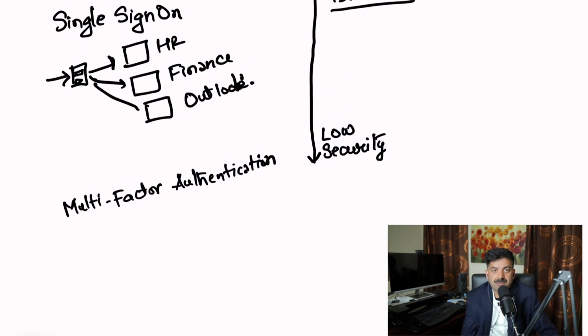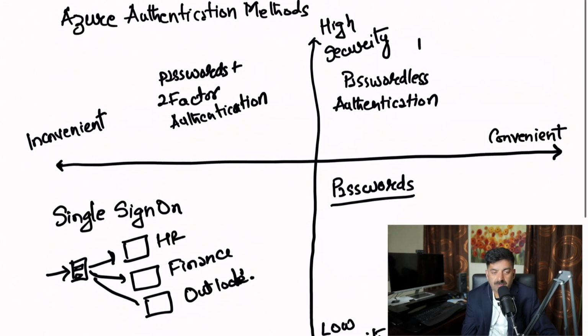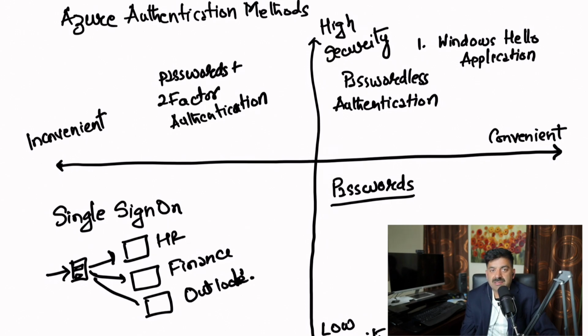Microsoft Authenticator can be used as multi-factor authentication. It sends messages to your mobile. Either you can use it with a password or you can use it as passwordless. And the third way of passwordless authentication is called FIDO2 keys. FIDO2 is based on open standards.